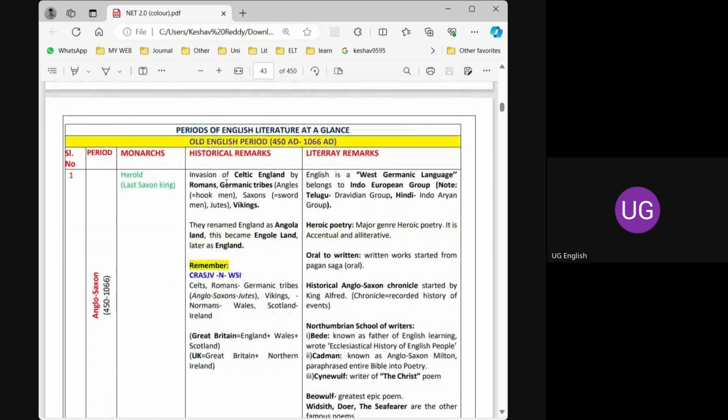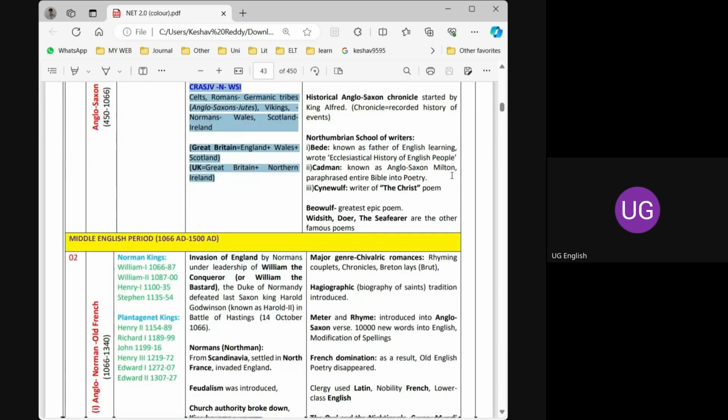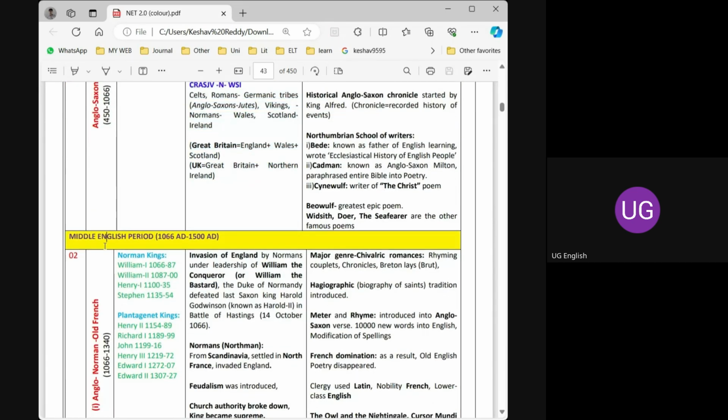Now you just got the link between Germanic tribes and the West Germanic language. In the same way, Normans are from France. Normans are French people. Their language is French. Obviously, in this age, there is a tremendous influence of the French language on English literature. Almost all old Anglo-Saxon poetry disappeared here because of the influence of French.